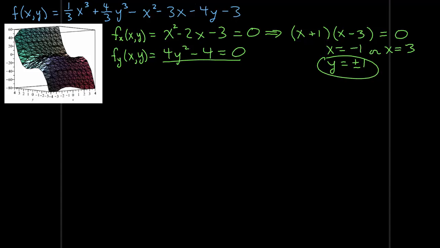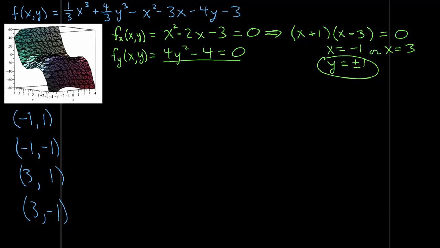We want to match each x up with each y. So I'm going to start off saying, okay, let's take x. I'm going to say negative 1, comma, 1. I'll look at that. Then I'll take negative 1, comma, negative 1. So what I've done is I've matched up the negative 1 with each y. Now I want to do the same thing for the 3. I'm going to take 3, 1, and 3, negative 1. So that's what I have. So I've got 4 points here to consider.